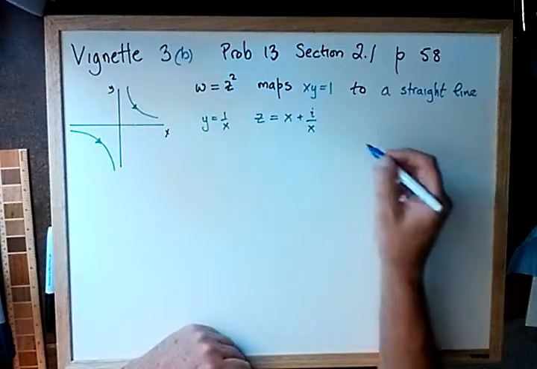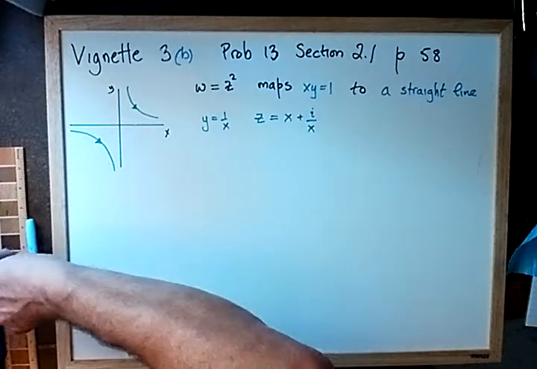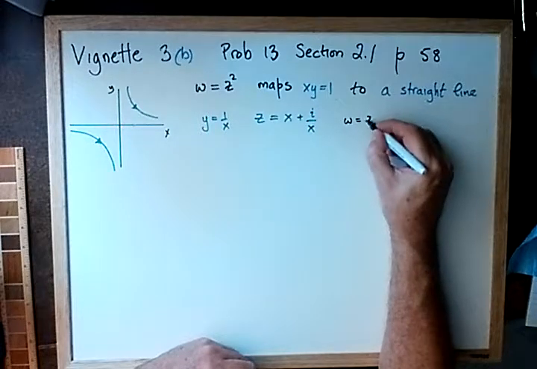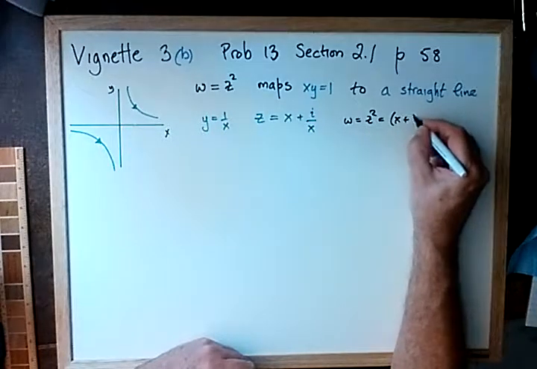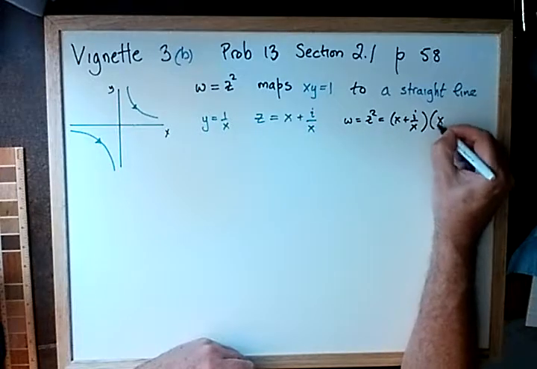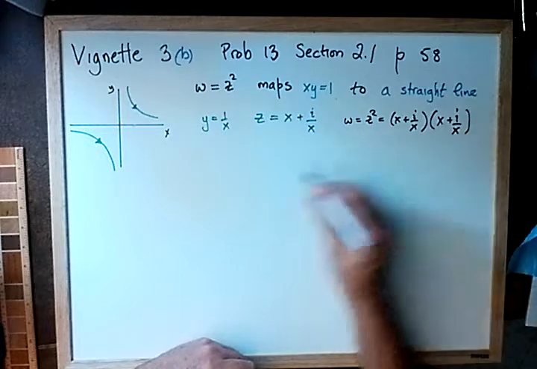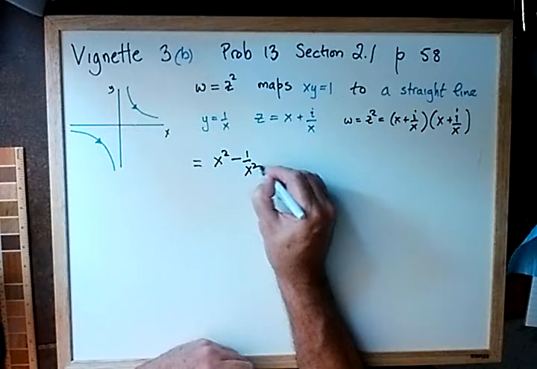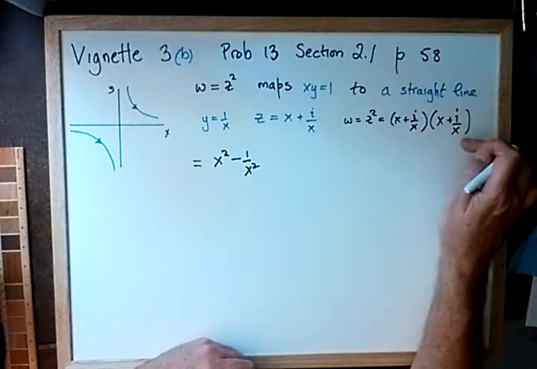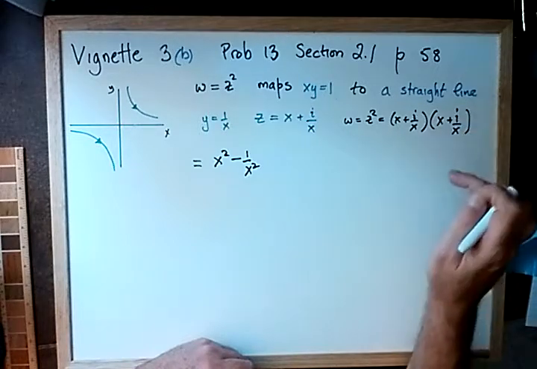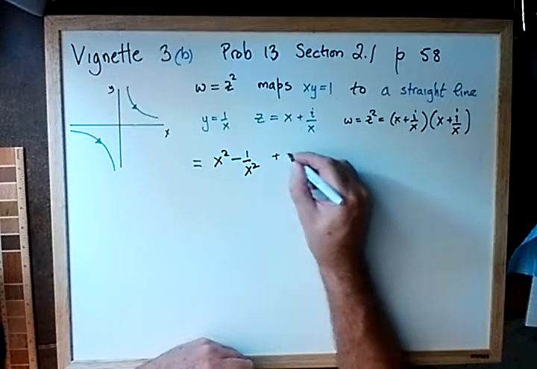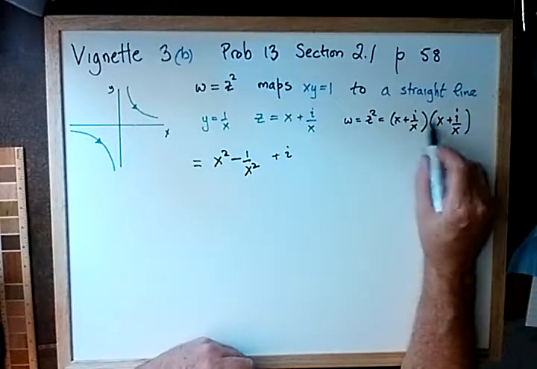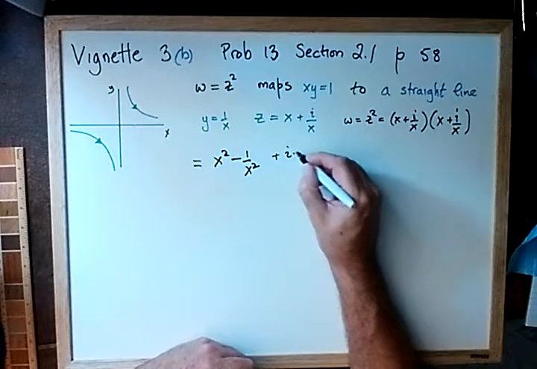Let's see what happens. So w equals z squared is x plus i over x times x plus i over x, which is x squared minus 1 over x squared. So x times x, minus i over x times i over x, gives us minus 1 over x squared. And then we have x times i over x, which is i, plus i over x times x, which is i. So that's i times 2.